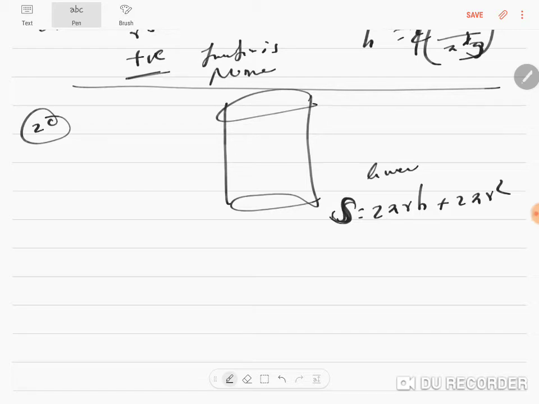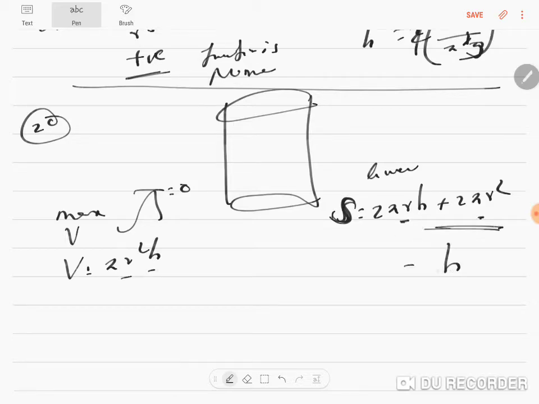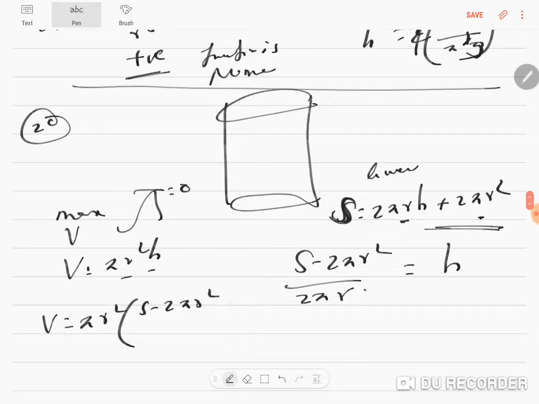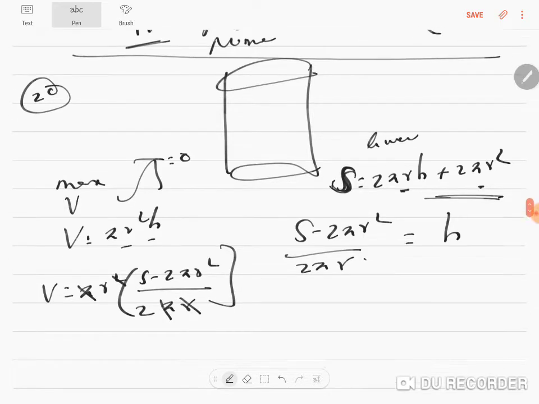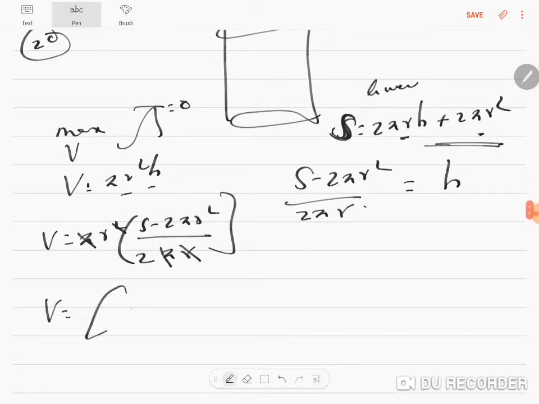Maximum volume. So what is differentiated is volume, because for maximum volume the differentiated value is equal to 0. What is the volume of the cylinder? It is pi r square h. You can't have two variables, so write h using the surface area: h is equal to S minus 2 pi r square by 2 pi r. On substituting here, pi r square into S minus 2 pi r square by 2 pi r, pi and r get cancelled. Thus V is equal to, taking the r inside, S r minus 2 pi r cube, all divided by 2.